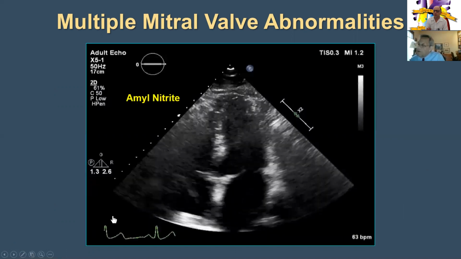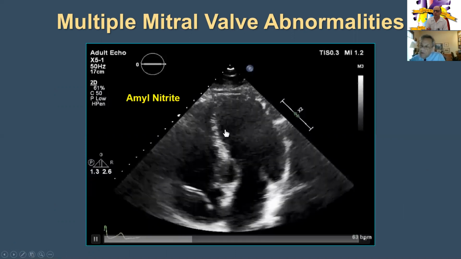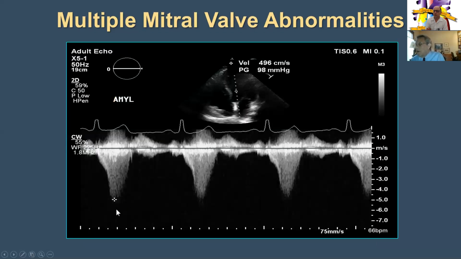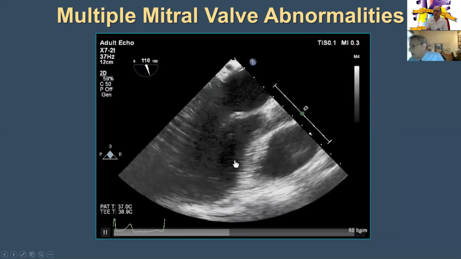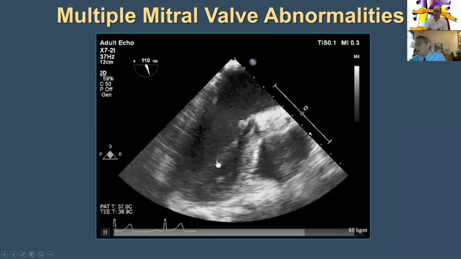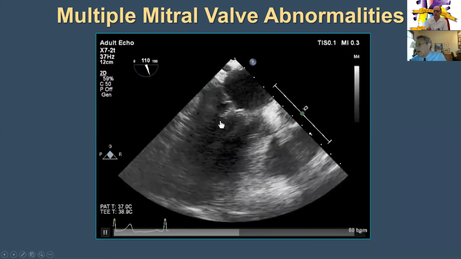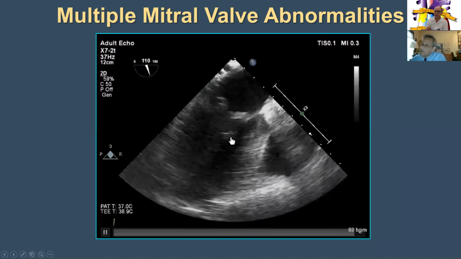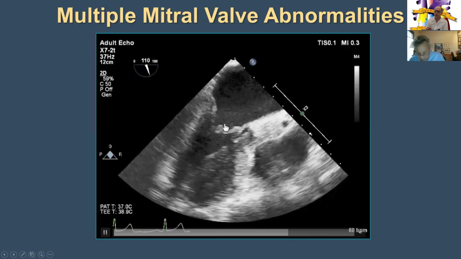Next, the patient was given amyl nitrite and he developed severe systolic anterior motion. But again, notice the septal hypertrophy is not significant. Next, with amyl nitrite, the gradient was 98 millimeters of mercury. Here, a transesophageal echocardiogram was done, and you see that the papillary muscle is nearly directly attached to the anterior leaflet of the mitral valve. And interestingly, there is posterior leaflet prolapse. So here we have direct attachment of the papillary muscle to the anterior leaflet and posterior leaflet prolapse.